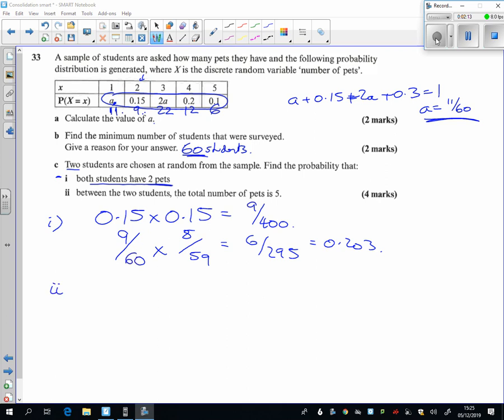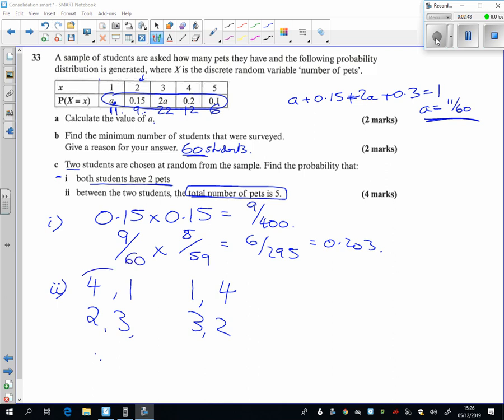I like part 2 because there's a bit of thinking here. Between the 2 students, the total number of pets is 5. So you need to do a little bit of thinking first of all: how do you get a total of 5 out of 2 people? Well, of course, you could have 4 and then 1, or you could have 1 and then 4, or 2 and then 3, or the reverse of that, 3 and then 2. There can't be a 5 and a 0 because we haven't got any zeros here. I don't know where all the people that had 0 pets are, but they're not in the survey.